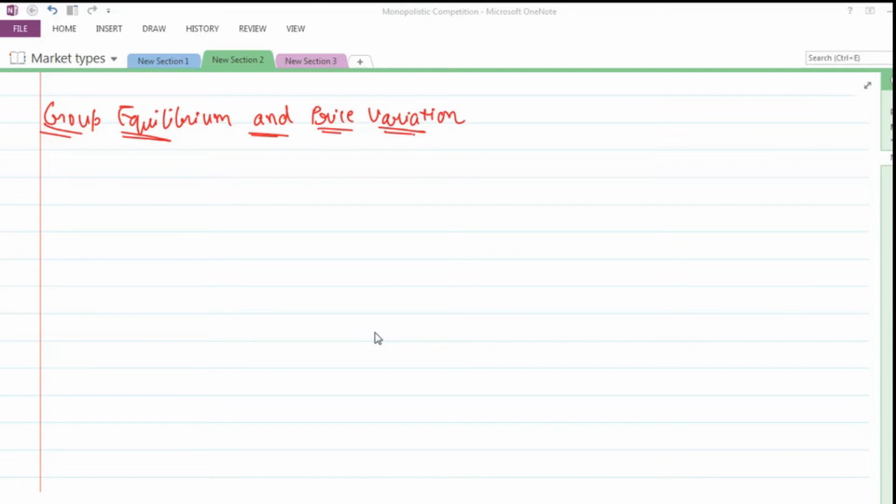The product of each firm has a special characteristic. Difference in the quality of the product of firms under monopolistic competition is a result of variation in elasticity and position of demand curves of various firms.